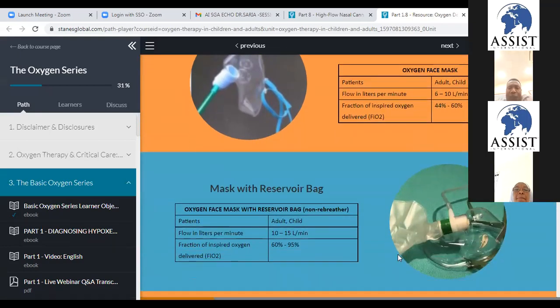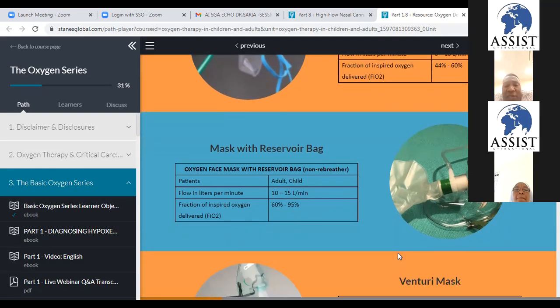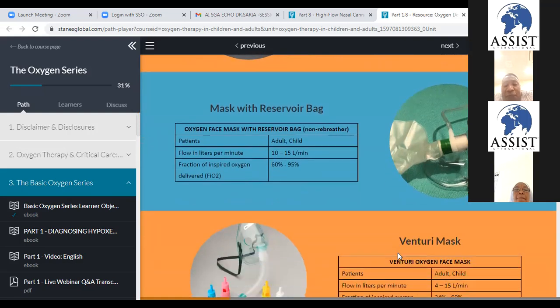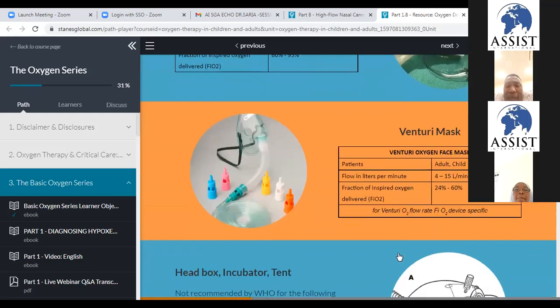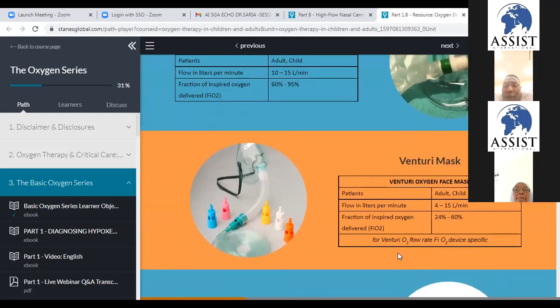And after this mask, we have the mask with a reservoir. We usually call it the non-rebreather oxygen mask, which has the bag. It can go up to 15 liters per minute, 10 to 15 liters per minute, giving 60 to 95%. We also have the Venturi mask, with a flow rate of 4 to 15 liters per minute, and it can give up to 60%.